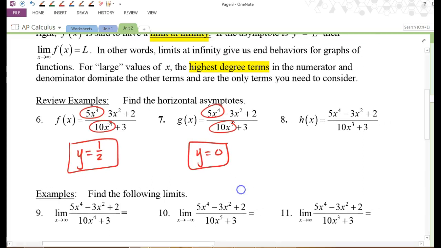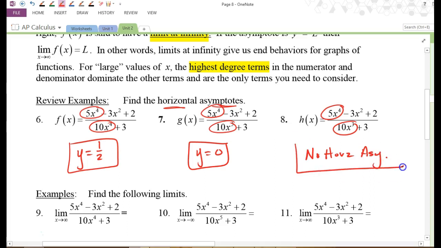Okay, for the last one, I've got bigger on the top, right? 4 is bigger than 3. So if they're specifically asking me about horizontal asymptotes, are there any horizontal asymptotes? There is a slant, but there is not a horizontal asymptote. So I'd say no horizontal asymptotes. Bigger on the top, there are no horizontal asymptotes.